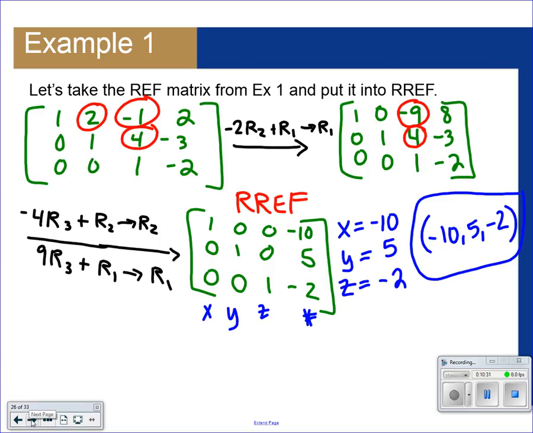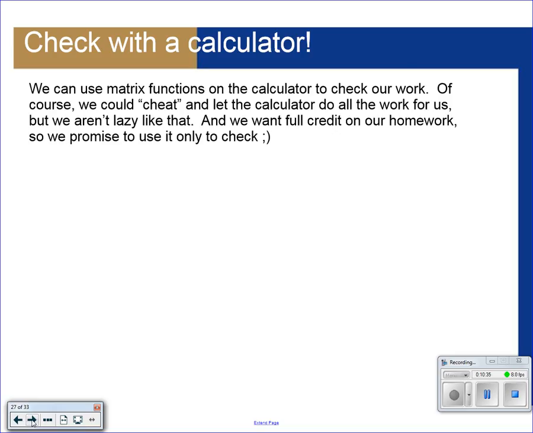Especially when you're doing just the row echelon form, there's going to be many different ways that you could get there. So you can actually use matrix functions on your calculator to check your work, and I'm going to show you that today. And then, of course, we could cheat and let the calculator do all the work for us, but we aren't lazy like that, and of course, we want full credit on our homework, so you're going to use it only to check.